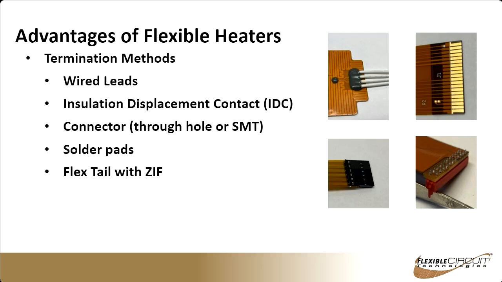Another common one is insulation displacement contacts, or IDC crimps. That's the picture in the lower left. So these can be male or female. They pierce through the flexible heater lead and connect to the traces, and then they can either be with or without housing. Connectors, these could be through holes or SMT connectors. The image on the right there is a through hole one, but again, any kind of connector you could put on a flex circuit, you can put on a flexible heater as well.